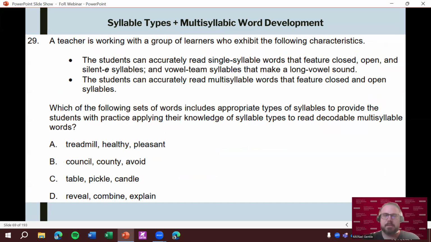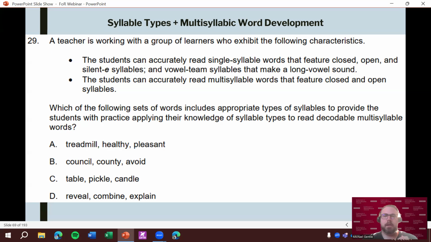The correct answer is D, reveal, combine, explain. In this question, what we want to do is design the next activity that this student should be working on. So if we see what they can read in single syllable, what they can read in single syllable are closed, open, silent E, and vowel team syllables that make a long vowel sound. That's very important.